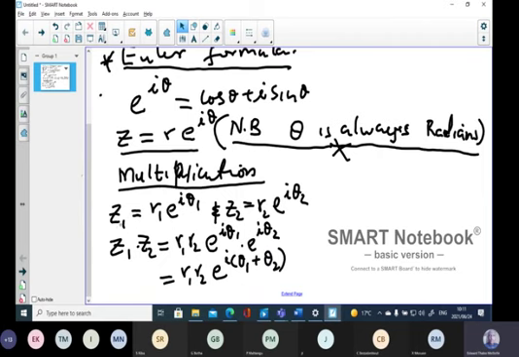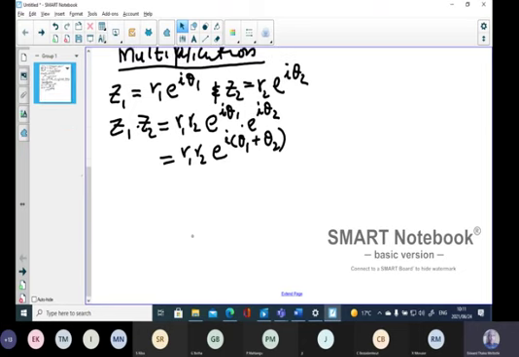Under multiplication, I said if you have Z1 and Z2, then I define what they are. You multiply the two radii, and then you multiply those two exponents, e to the power I theta. But knowing the laws of exponents, we can rewrite this as our base is e, we have a common base, then we add the indices. Then you take I out as a common factor. That's basically what you have done.